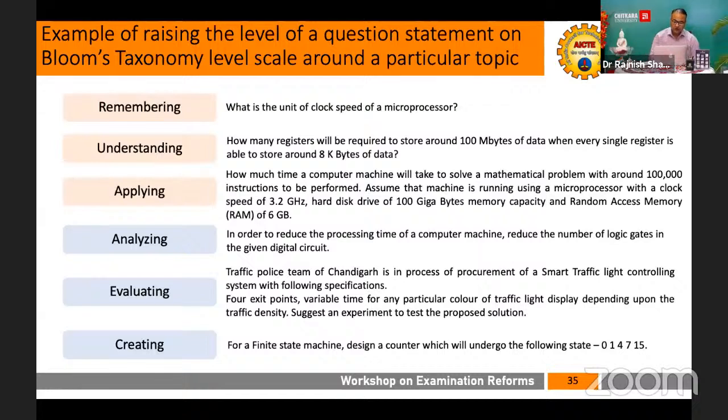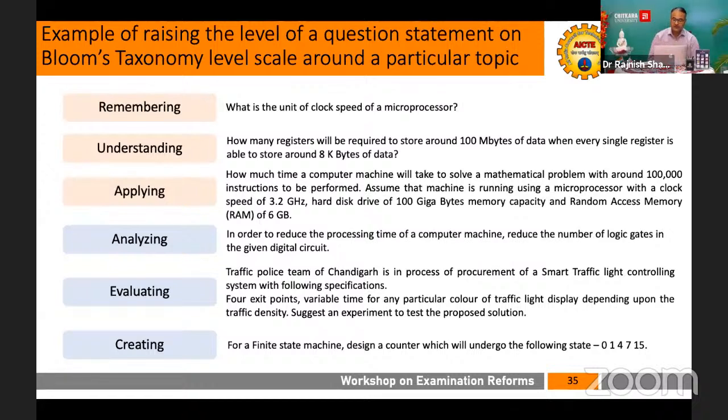Then analyzing: in order to reduce the processing time of a computer machine, reduce the number of logic gates in the given circuit. Again, analyzing. We know it very well that a good circuit is a well-designed circuit which can be designed with a lesser number of gates, right?